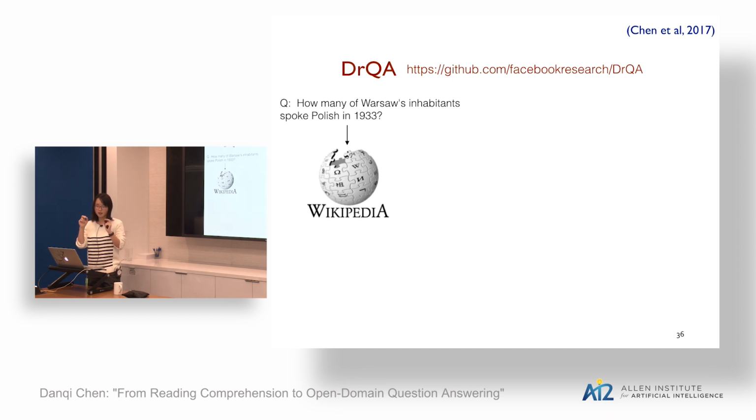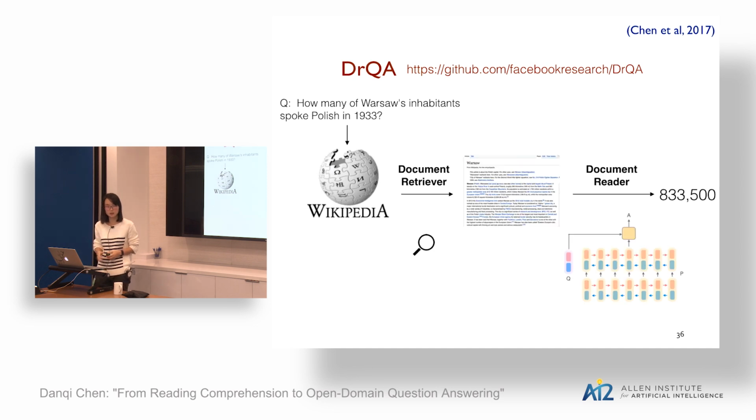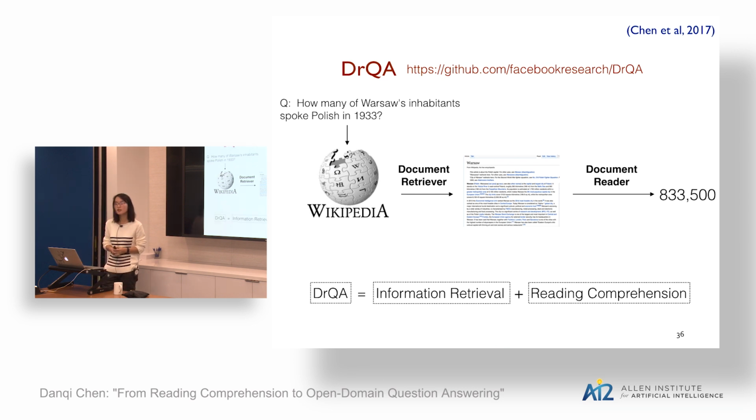If we input a question like, how many of Warsaw's inhabitants spoke Polish in 1933, the system consists of two modules. We call them document retrieval and document reader. The document retrieval is an information retrieval component, which scans all the articles in Wikipedia and finds the most relevant articles to the question we care about. Then we leverage the reading comprehension system, which we call the document reader here, to carefully read these articles and finally arrive at the answer, like this number. So in summary, DocQA is a combination of the information retrieval module and the reading comprehension module. We are trying to leverage this reading comprehension system to answer open domain questions and see how good we can get.